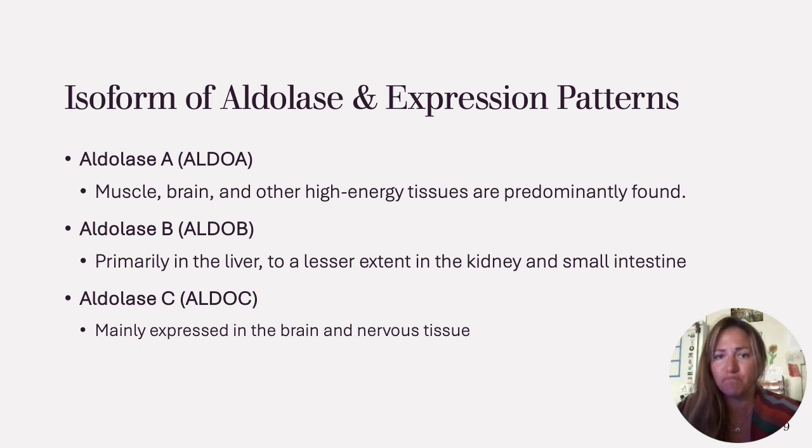the nervous tissue. Similar to aldolase A, aldolase C is involved in glycolysis, particularly in the nerves, where it supports the brain's high energy demand and also plays a role in maintaining the brain's metabolic functions. So in summary, aldolase A is high in muscles and in the brain and other tissue. B is in the liver and has a presence in the kidneys and small intestines, and C is in the brain and other nervous tissues.